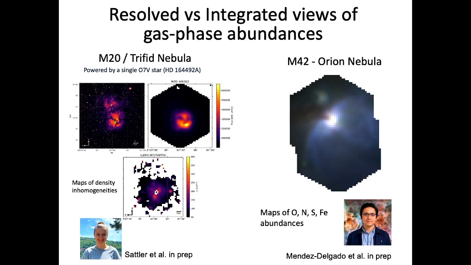And then Eduardo Mendez Delgado has been looking at Orion, where this is LVM data. We're already starting to be able to map out in amazing detail the abundances of all of the typical sort of elements you look at, oxygen, nitrogen, sulfur, but also things like iron and recombination lines, as well as collisionally excited lines across this nebula.